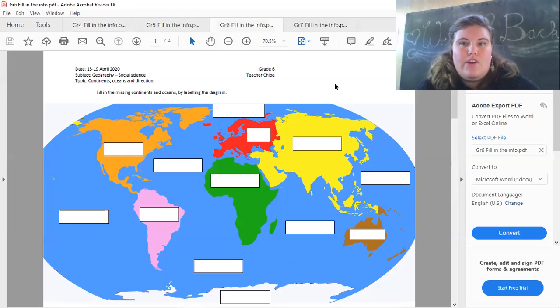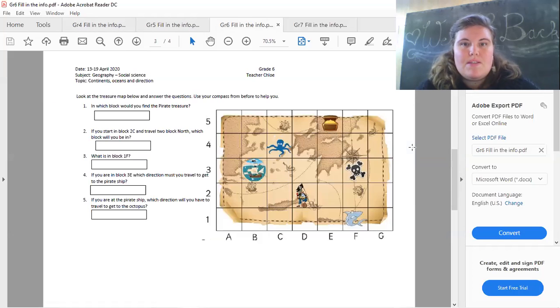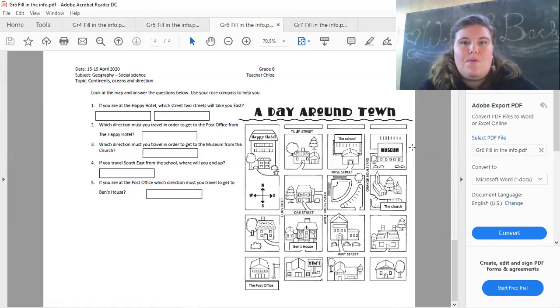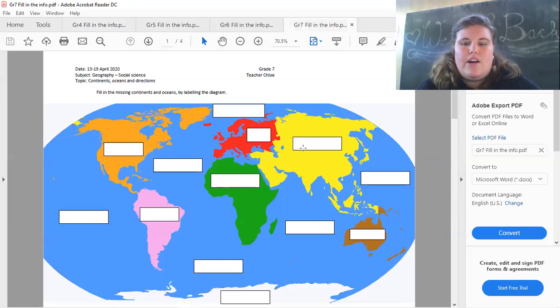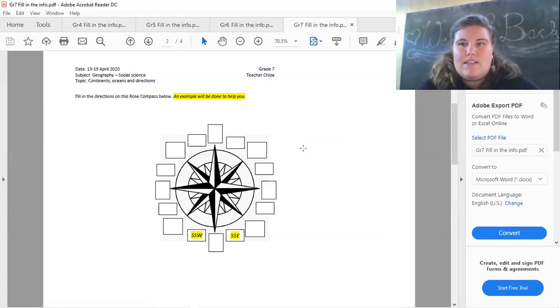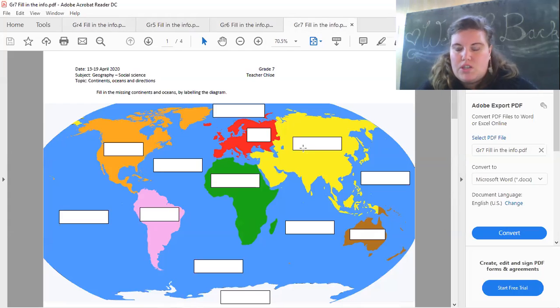Okay, then the grade sixes, also the same, as well as a compass rose. And then you had a map, two different maps, okay. And the grade sevens, you also had exactly the same thing, but there were different questions. So the worksheets are similar, but they are a little bit different from each other, because obviously it's more challenging as the grades go higher, which is perfectly fine.